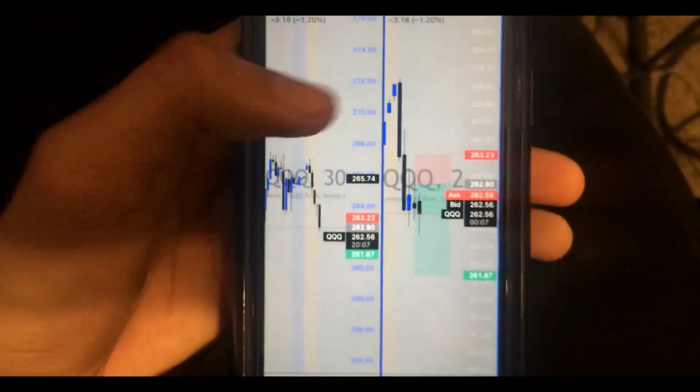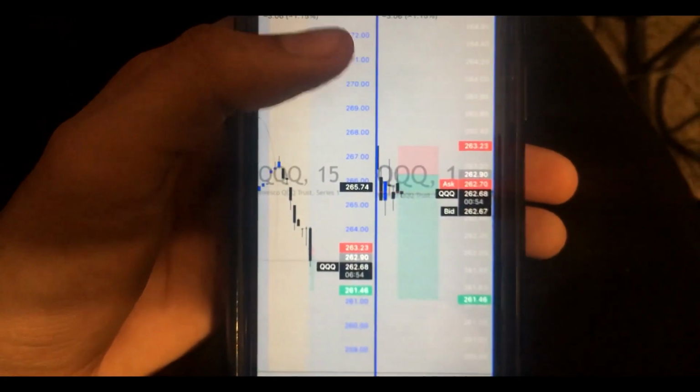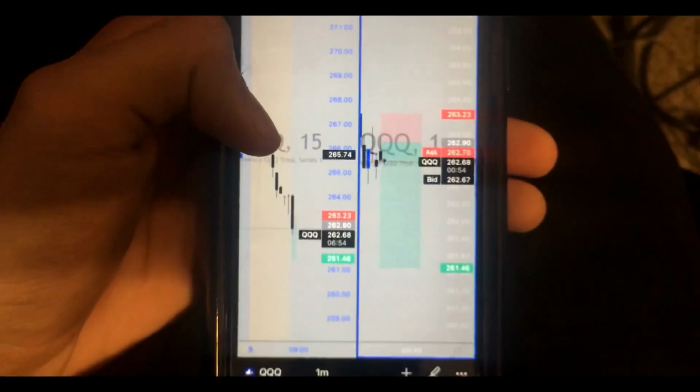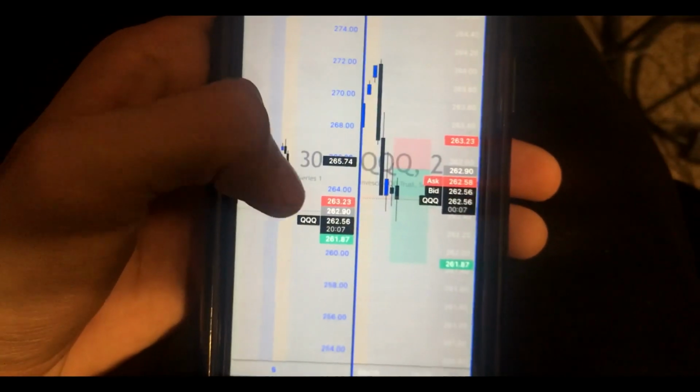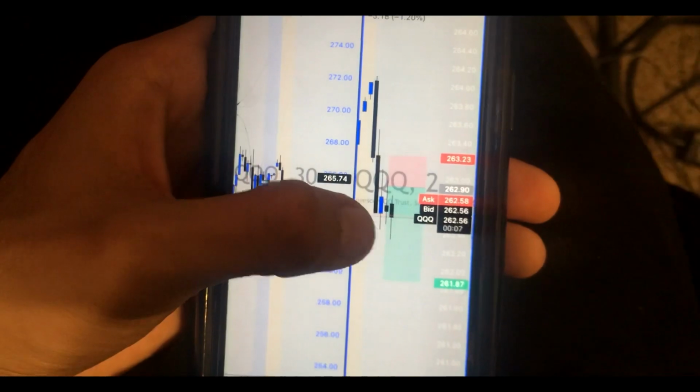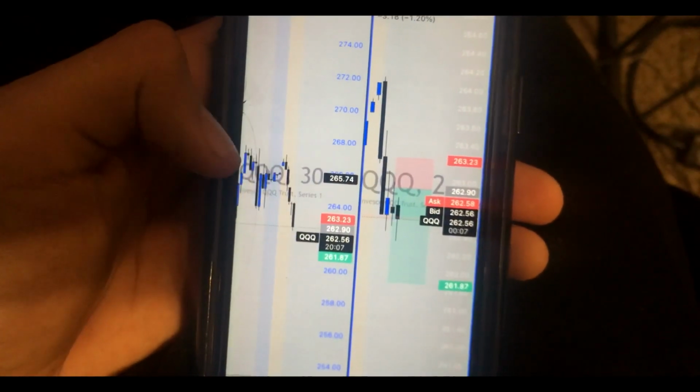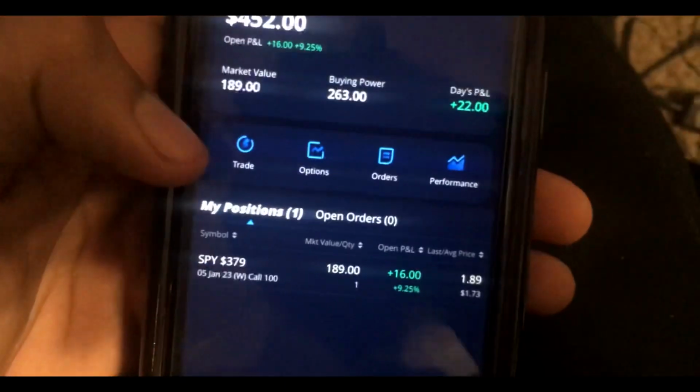We took a 263 put, and this is basically how it moves. This is the 1 minute, and then this is the 15-minute, I believe. And then I just saw it was going down, broke the lows of pre-market, and it hit our stop loss, and we got out, I believe.